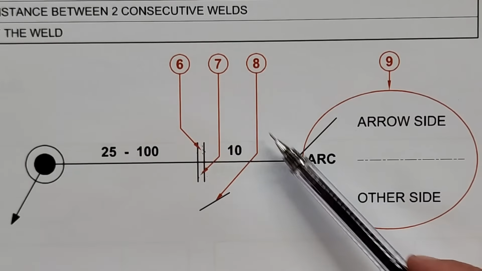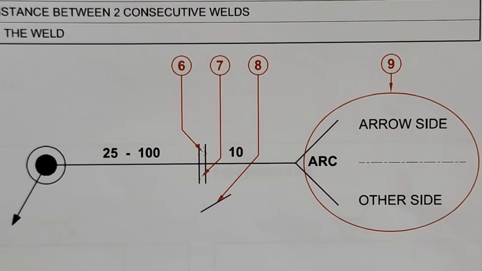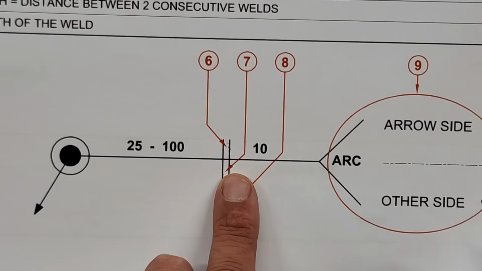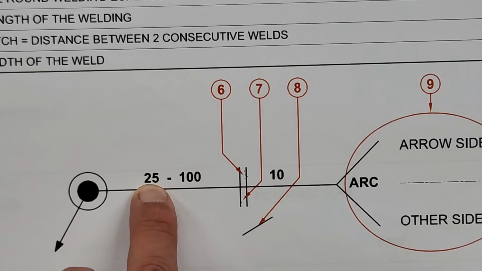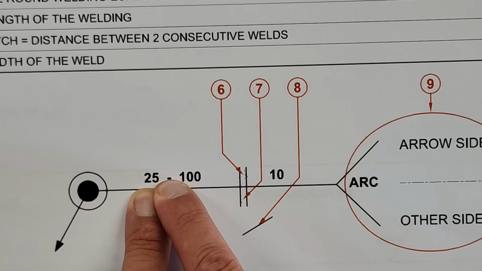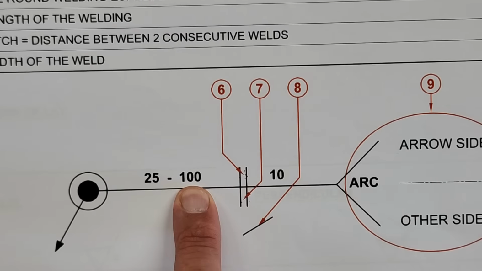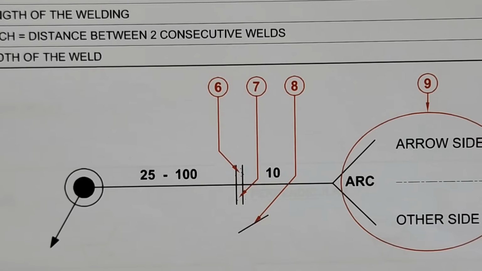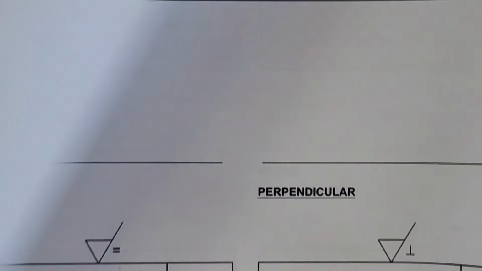All right, so please take a moment to understand which goes where, because they will most likely ask you to identify it, or they might ask you, what does this 25 mean? And you will have to remember that that is the length of the weld. And the 100, what does that refer to? Well, that's the pitch of the weld. Okay, so those kinds of things you might be asked to identify. And this document is available as a download in the description.